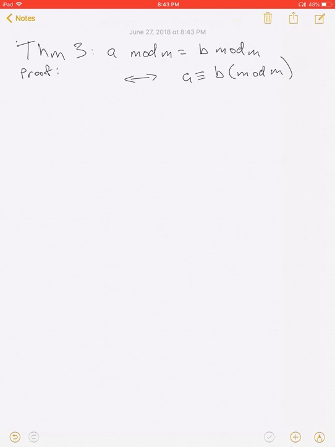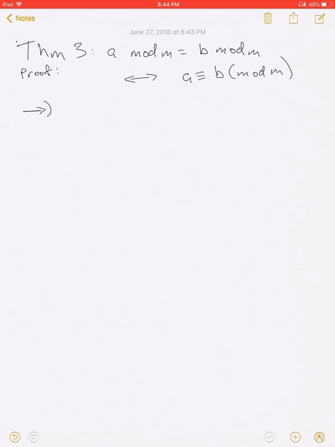Now we're going to prove Theorem 3 from Rosen, 7th edition, 4.1. And I've restated it here. A mod m equals B mod m if and only if A is congruent to B mod m. So in order to prove this, we have to prove it in both directions.